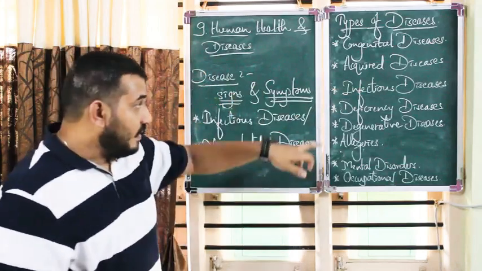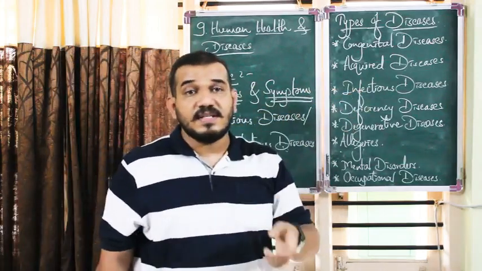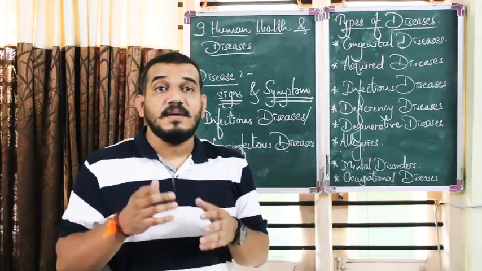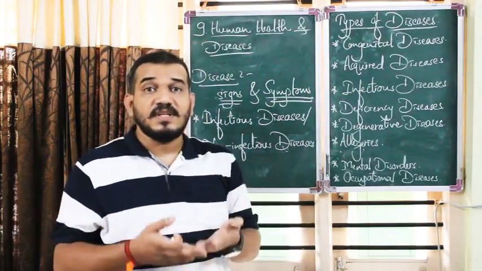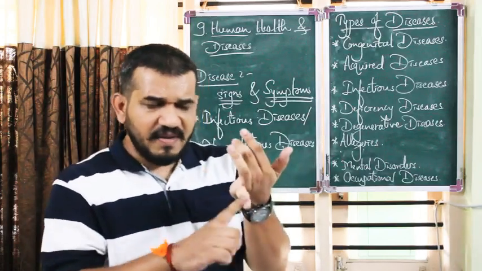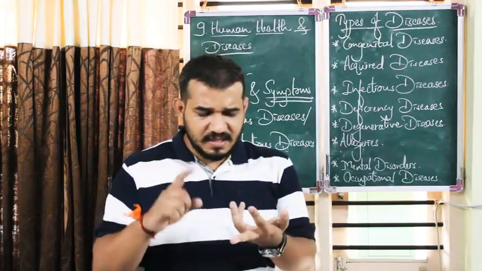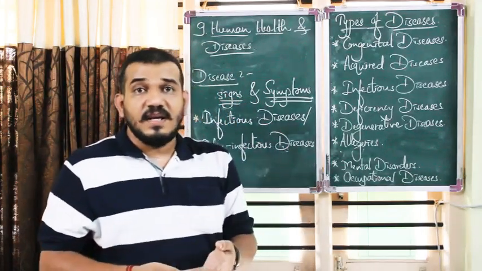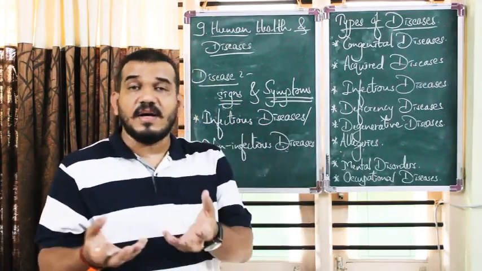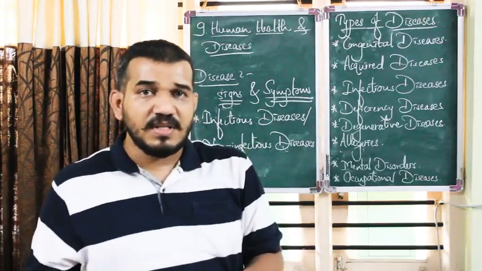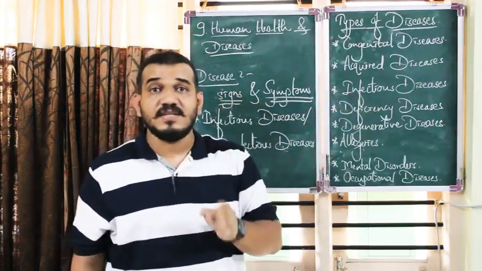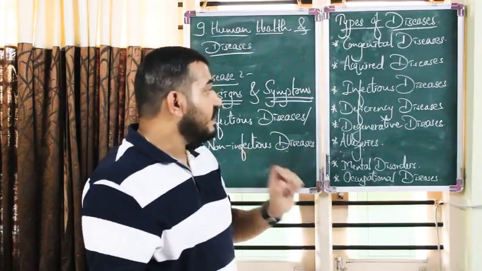Again, the third kind is infectious diseases. These are diseases which are caused by certain pathogens which are infectious in nature, whether it is fungal disease, bacterial disease, or because of some worms. We have eaten something wrong, we have come in contact with some pathogens, they have entered our body and we have got infected. Such diseases we call infectious diseases.